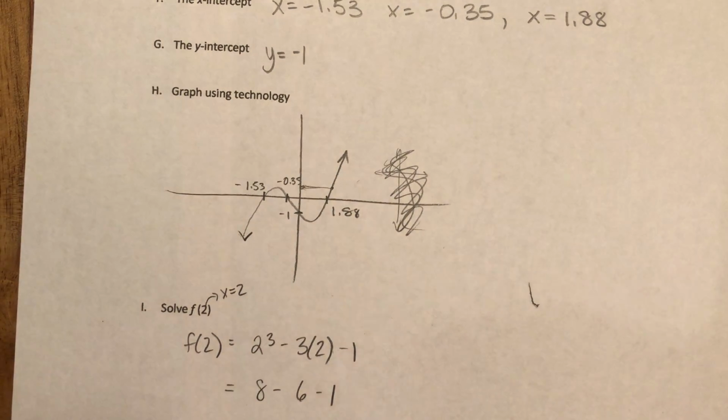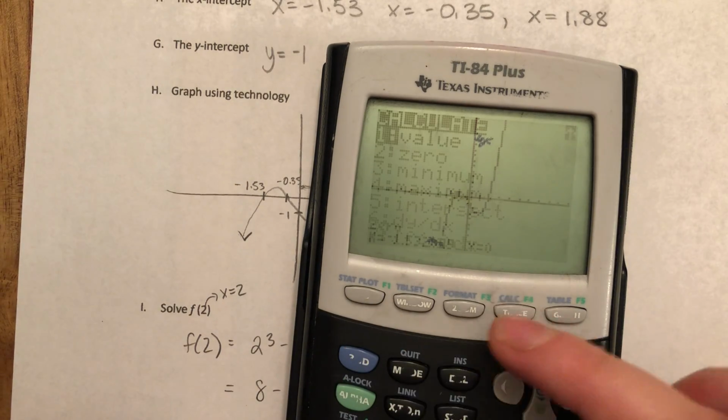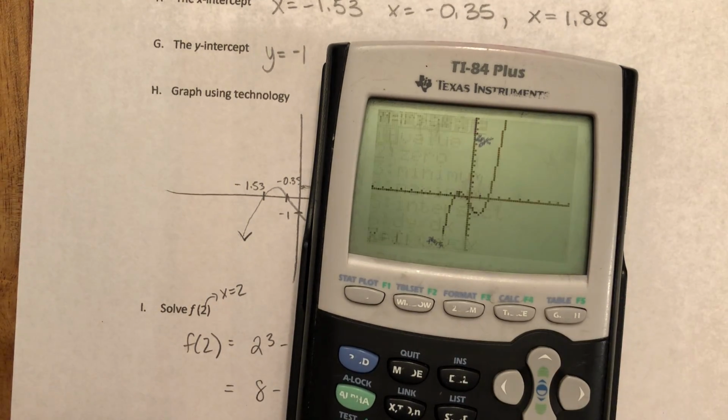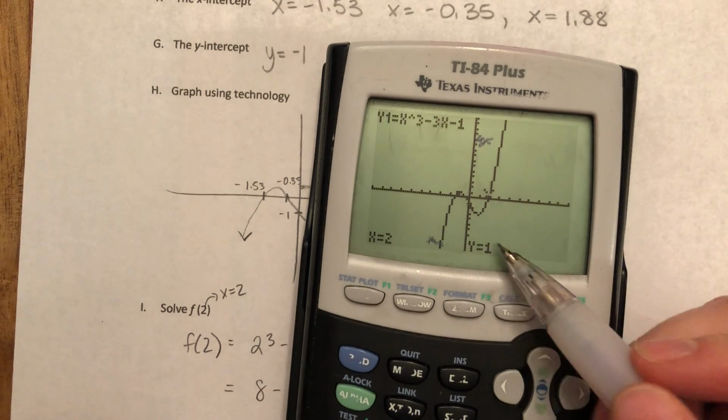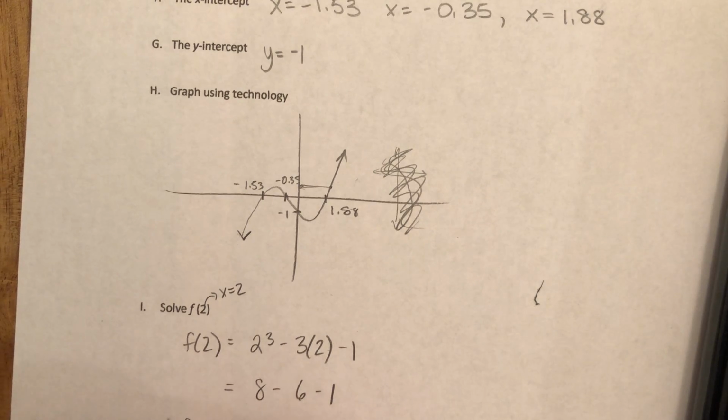Okay. And again, we could actually figure that out. We could go and say, okay, second calc, insert a value, x is equal to 2, there's my y is equal to 1. So we could check that graphically.